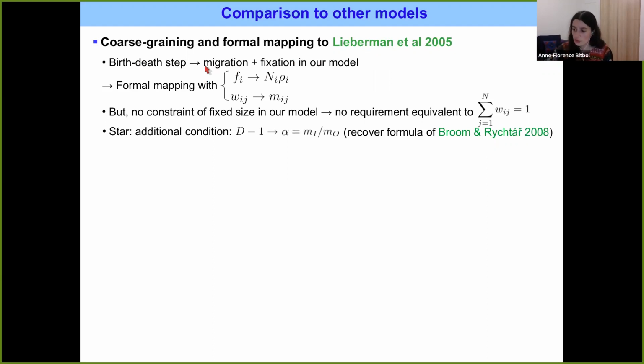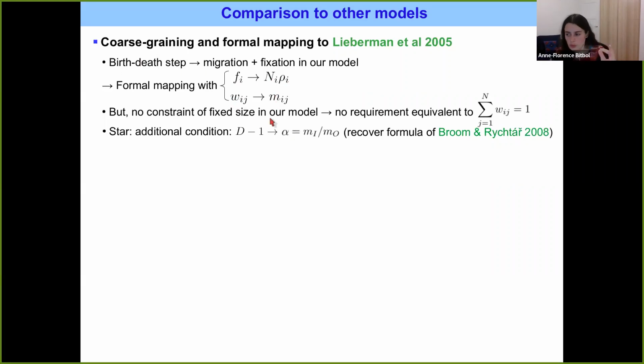Essentially, in our model, to change the state of a deme, we need to have a migration that goes to this deme, and then the mutant needs to fix in this new deme where it has migrated to. That's what plays the role of the birth-death step in the model with one individual per node. So we can construct a formal mapping where the fitness is replaced by the fixation probability times the equilibrium size, and the replacement probability is replaced by the migration rate. And then the formulas are equivalent.